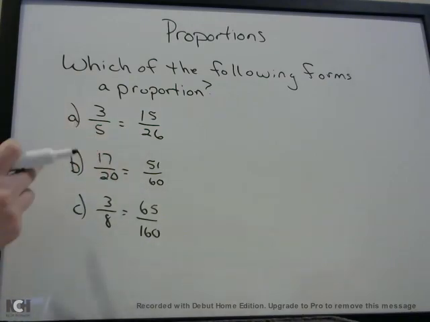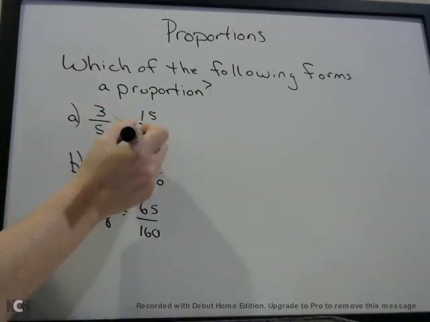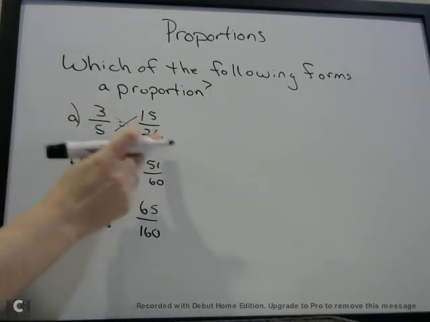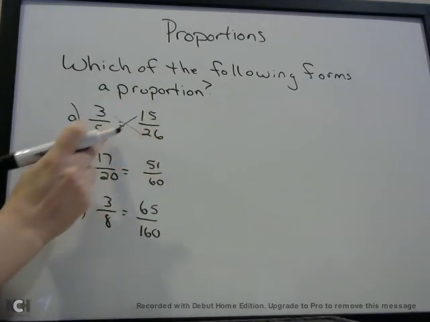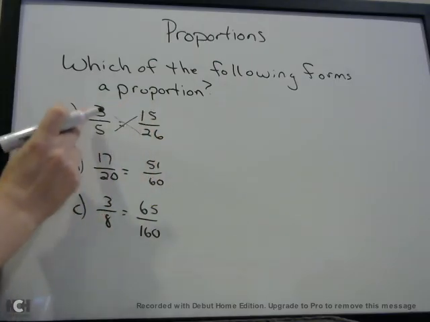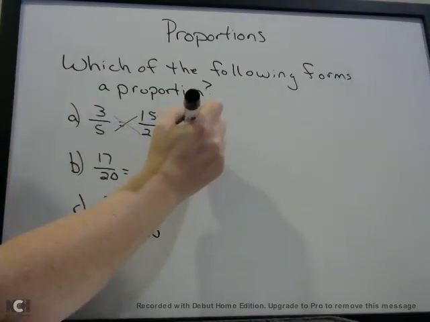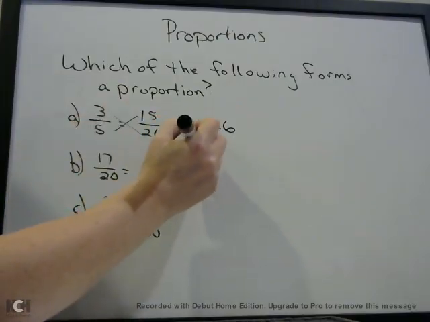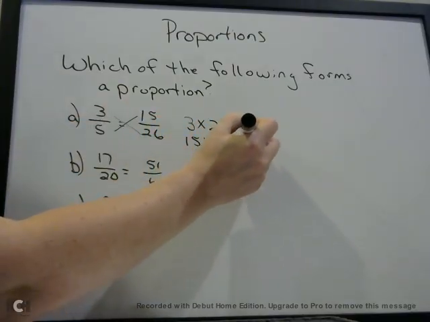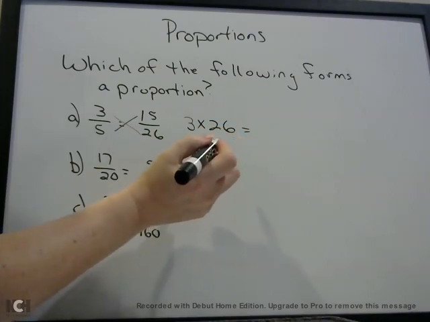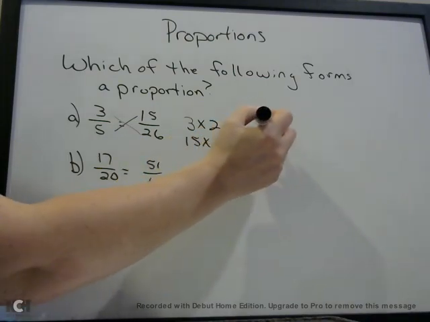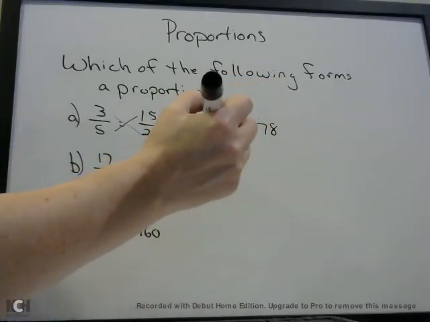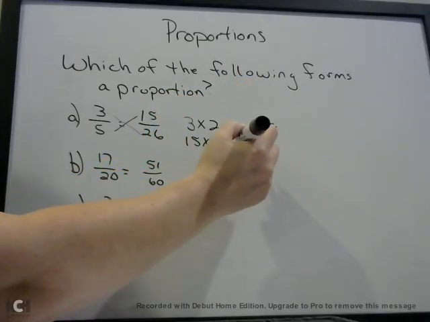The other way you can do it is by cross multiplying, and that's how we're going to do it here. If you remember how to cross multiply, you just take the numerator in this fraction and the denominator in that fraction, and you multiply. So we do 3 times 26, and then we do 15 times 5. 3 times 26 is 78. 15 times 5 is 75.